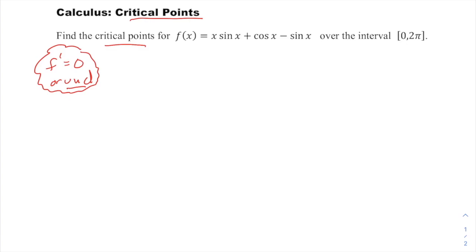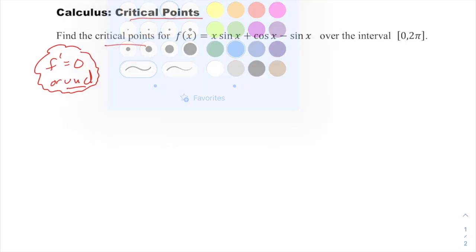So finding the critical points for this graph, f of x equals x sine of x plus cosine of x minus sine of x over the interval 0 to 2 pi. Hopefully you're thinking about the domain of the function and realizing that this domain is all real numbers. Sine, cosine, those are never undefined, unlike some of the other trig functions. So we're going to launch right into finding this derivative.